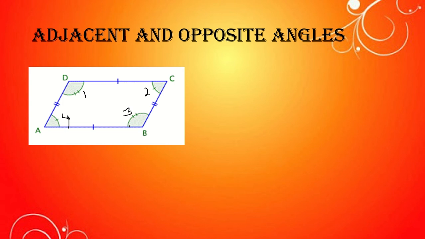Now what are the adjacent angles? Adjacent means again neighboring. 2 and 3 are adjacent to each other. Similarly, you can say 3 and 4 are adjacent to each other.